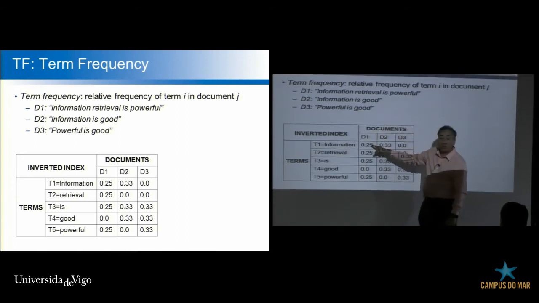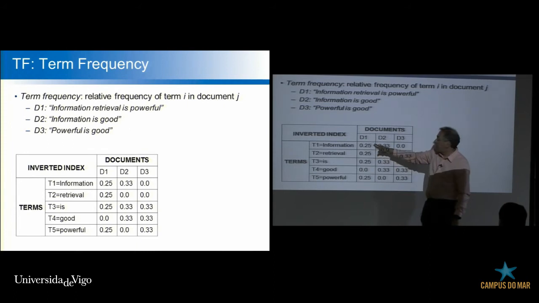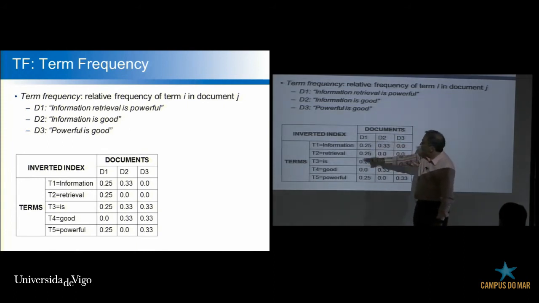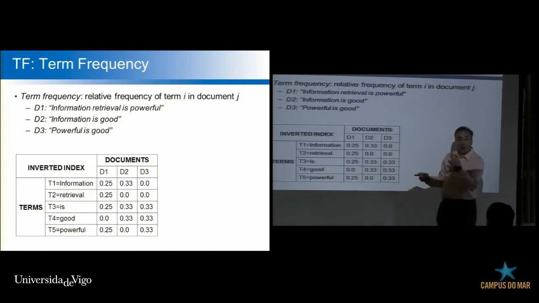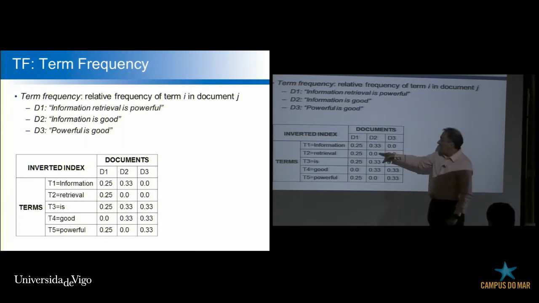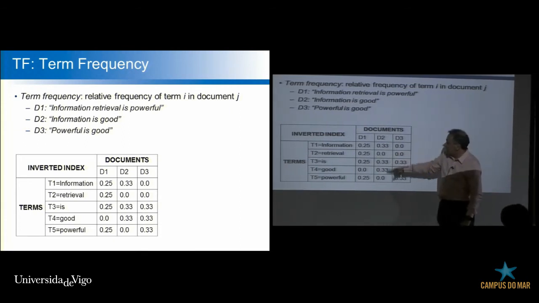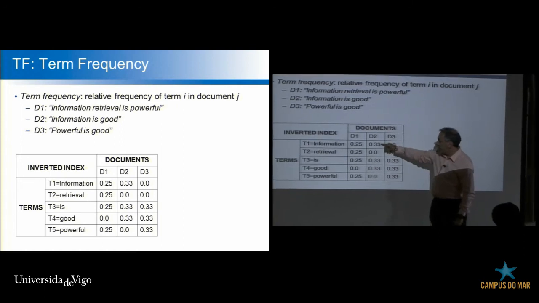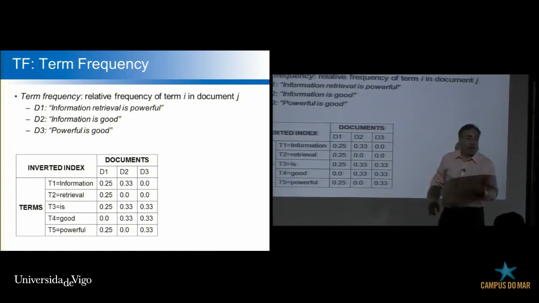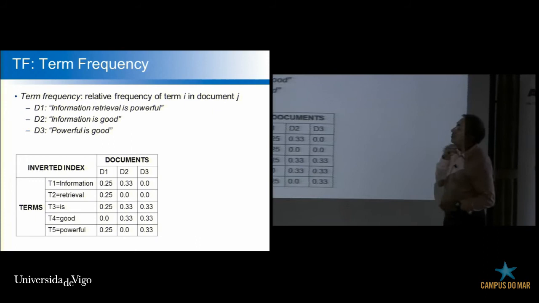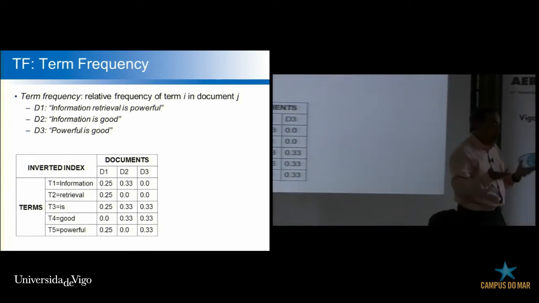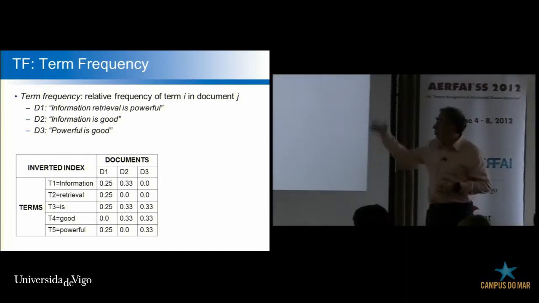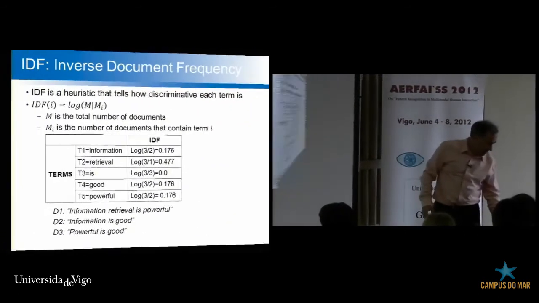So information accounts for 25%. That's the relative frequency. Retrieval, all of them, except for good. The word good is not there, so it has 0%. In document 2, there are 3 words, so you'll see thirds. And the word retrieval is not there, so it has 0. And the word powerful is not there. But the other ones, information is good. They have, this is the relative term frequency. Document 3 is this. So this is kind of like what the term frequency, the TF component, will do. Pretty straightforward.